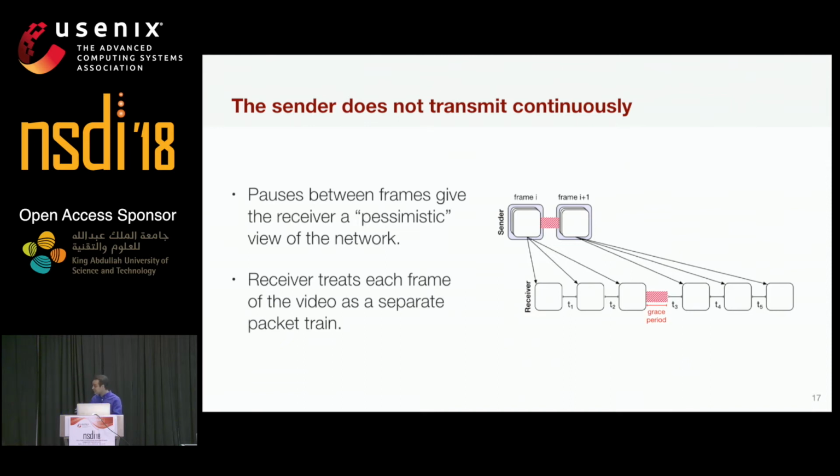And the receiver, if we use a naive version of packet pair or Sprout, might see all those pauses as a sign of congestion in the network. But that's not the case. The sender just didn't send anything. So Salsify's video-aware transport protocol is aware of that behavior, and it treats each frame as a separate packet train to improve the estimation of the network.